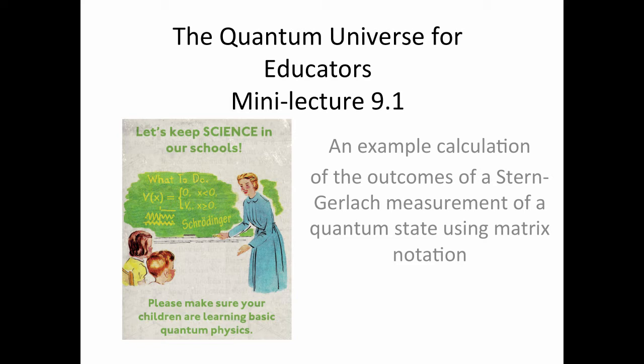In this lecture, we're going to go over another sample calculation for the probabilities of the various outcomes of a Stern-Gerlach type measurement. The calculation is going to be similar to the one we did last week, but we're going to use a different starting quantum state, and we're going to use matrix notation instead of the bracket notation that we used last week.